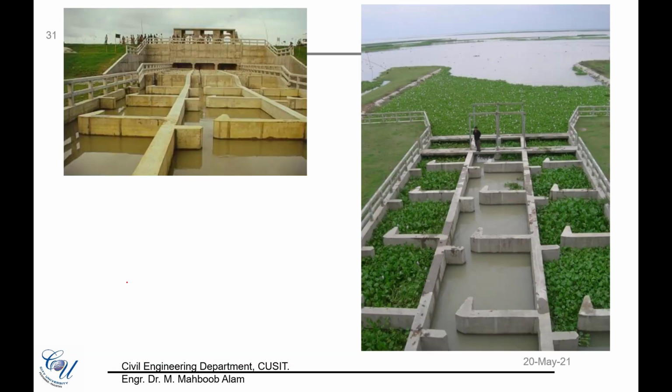These are some diagrams, or let's say some pictures, of fish ladders. You see here we have the upstream side and the downstream side, and then these are the structures which make it possible for the fish to move from either direction towards the other.